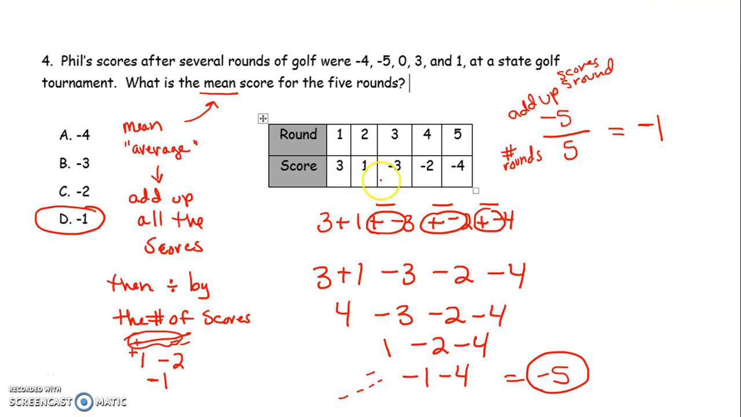That's pretty good, okay? Because some of the holes he shot over par, some of the holes he shot under par, but on average, about 1 under par. All right, hopefully that helps.